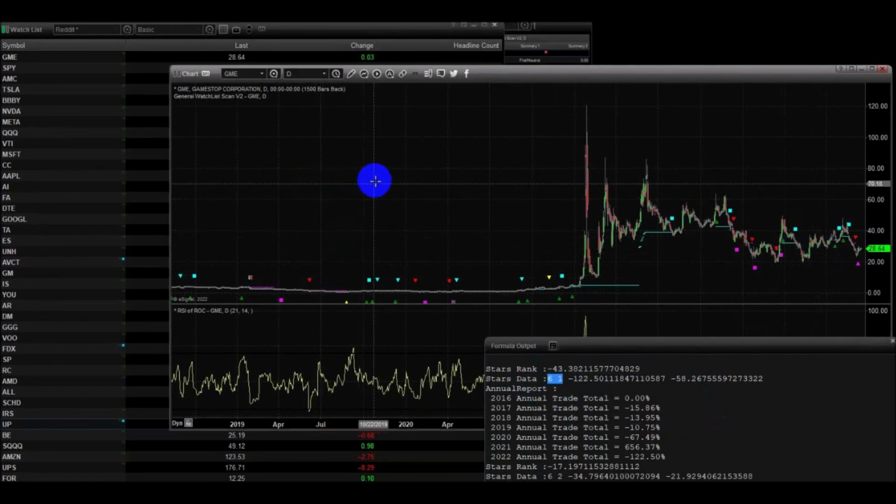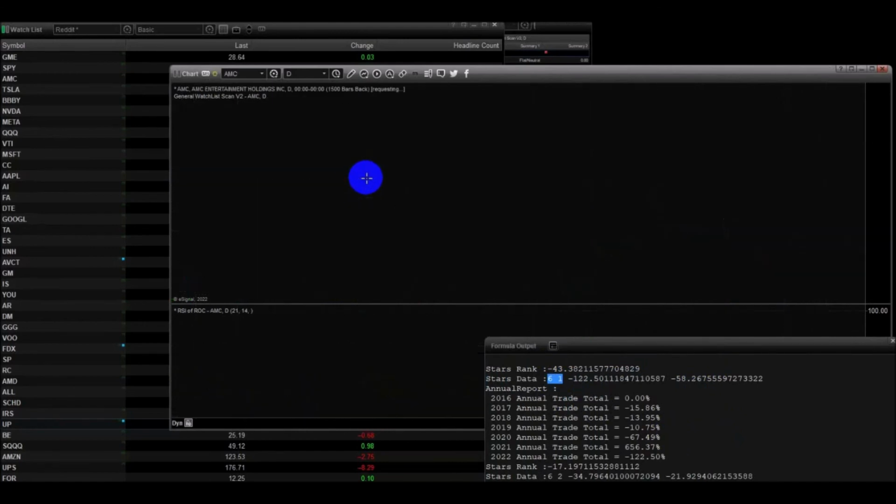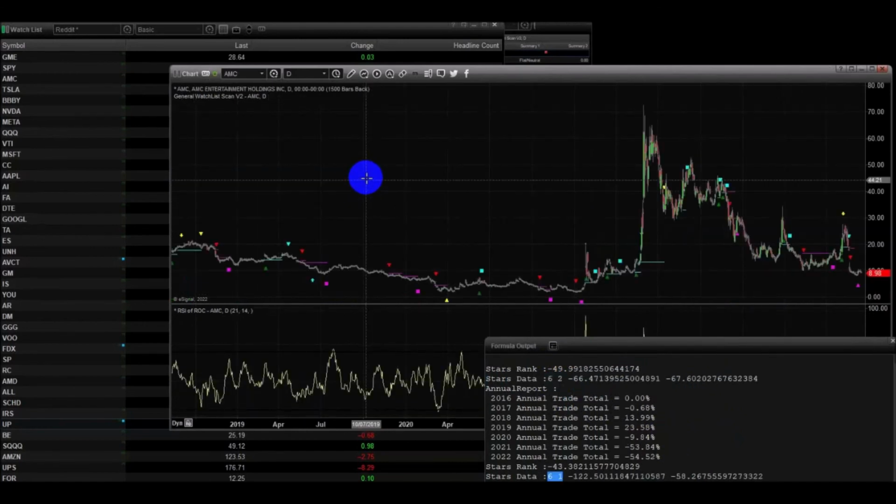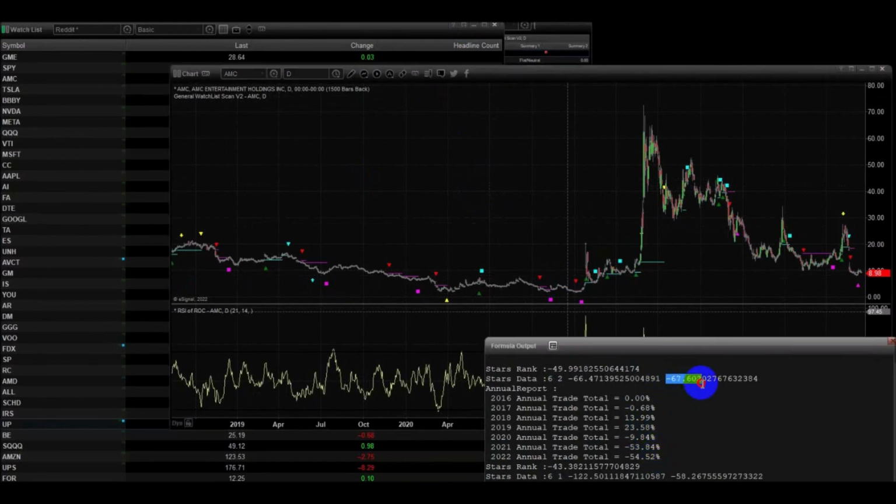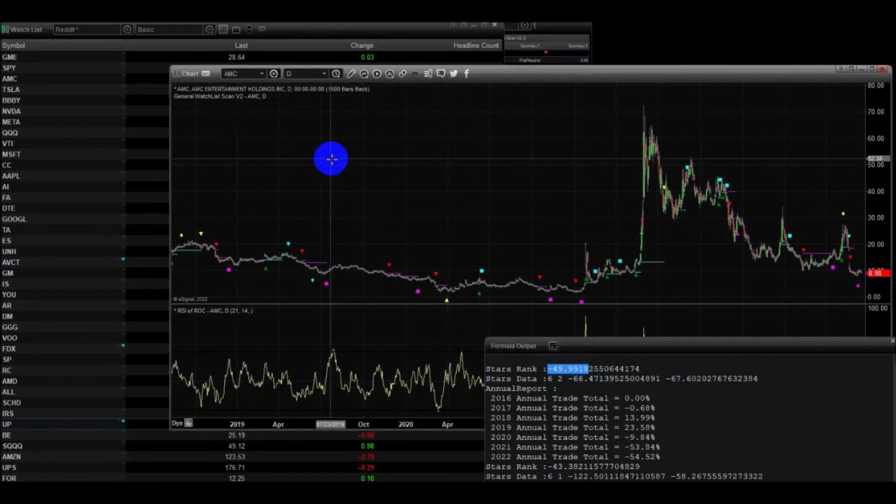Let's try AMC, another meme stock. AMC is showing the same thing. It's made some money, but hasn't really performed overall very well. Minus 6.7, that's the way I look at these, and minus 4.9. Maybe I'll change these based on the 10% increment. Let's try Tesla.